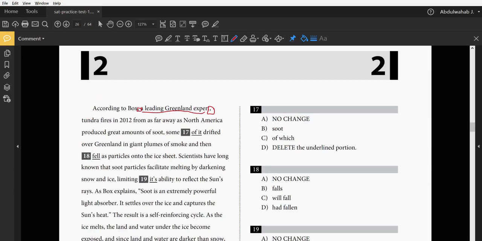Let's take a look at it. Here we need to check if the tense is correct. Some of it falls, will fall, or had fallen. If we take a look at the verbs before, we have drifted, we have produced, so we're using the simple past tense. So we should continue with the simple past tense, which is fell. So I'm keeping it. I'm going with no change. I don't need the simple present. I don't need the future or the past perfect. So I'm keeping fell.